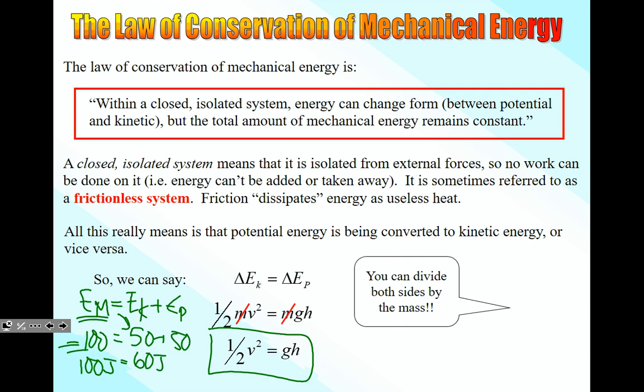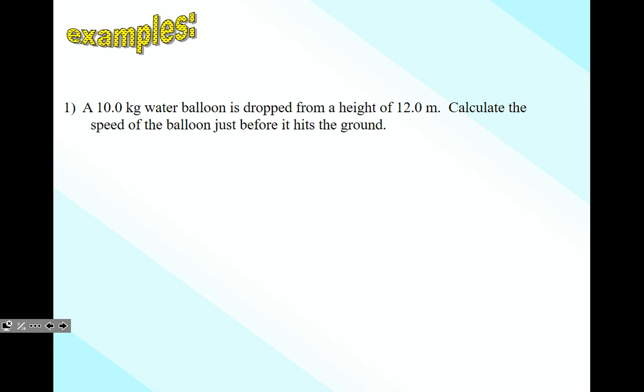If I have 60 joules of kinetic energy, kiddos, I have no choice. I have to have 40 joules of potential energy because it's still going to equal 100 when I add it up. That's all this concept is saying. The total amount of mechanical energy remains the same, but there can be a change in form of kinetic and potential energy, as long as they always add up to the mechanical energy. Okay, that was fun. So let's take a look at some questions.